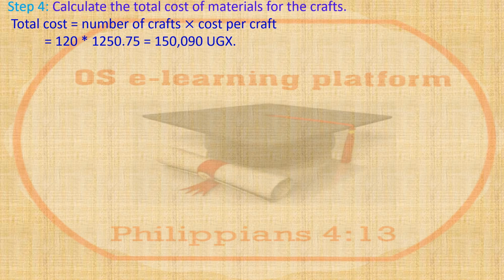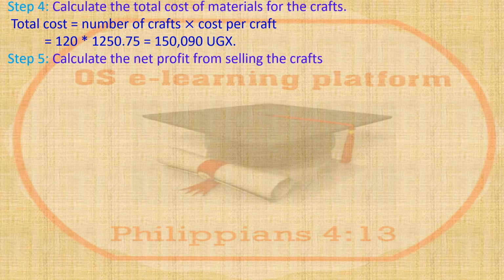So I will have something similar to that, where I get the total number of crafts, that is 120, times the Uganda shillings 1,250.75. That is the cost per craft, and that will give me 150,090 Ugandan shillings.